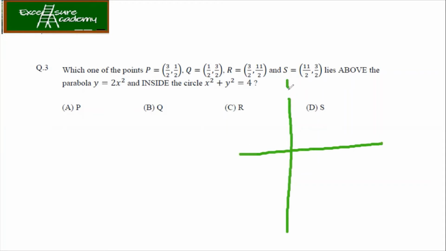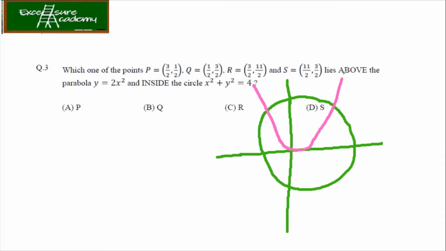You need to have the quadrant. Make a circle and also make a parabola. Now, this is your parabola. The equation given is y equals 2x square, and for the circle it is given as x square plus y square equals 4. Now, consider these points P, Q, R, and S. Right. Now, all these points are there.